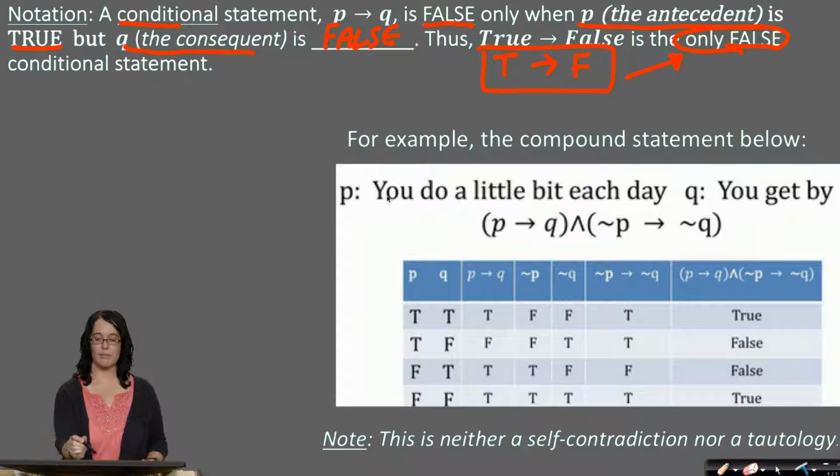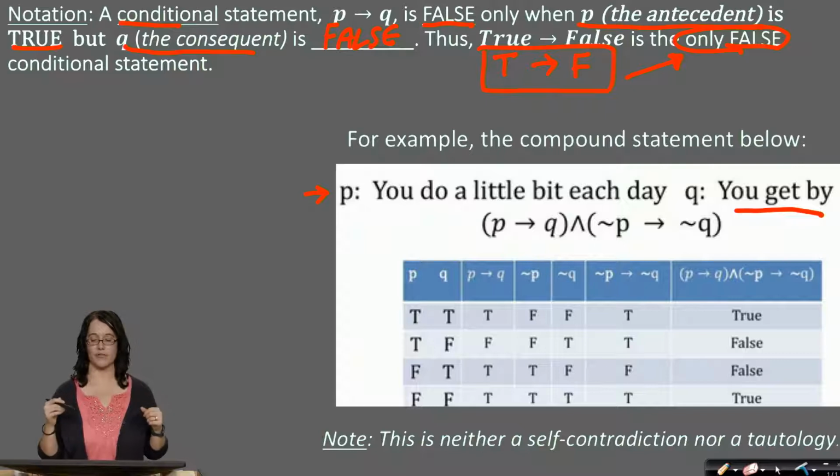Okay, so let's take a look at an example of how this could work. Let's suppose, for example, that statement P was you do a little bit each day. Maybe this is your homework, maybe this is something else you're working on. And Q is you get by. Okay, so what does it say here in our compound statement symbolically? Parentheses P, arrow Q in one direction, so that's an if then, end parentheses, and then it has the and connective. Then it opens a new parentheses, negation of P, arrow, so that's a conditional if then, not Q, close parentheses.